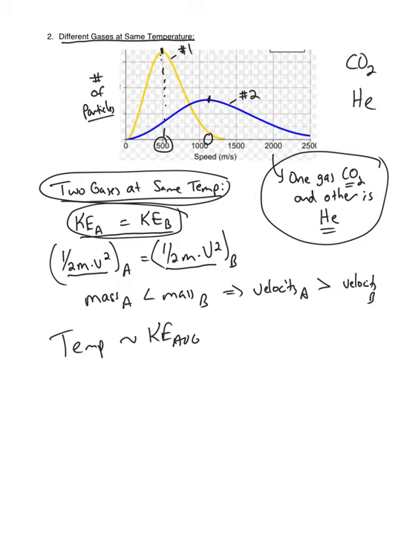Who is that going to be? Is helium going to be having a higher velocity, or is carbon dioxide? Helium is graph 2, carbon dioxide is graph 1. Since carbon dioxide has got a higher mass, its particles are going to be moving slower on average. So its peak, its average velocity, will be further left because it's not moving as fast as the lighter gas is.